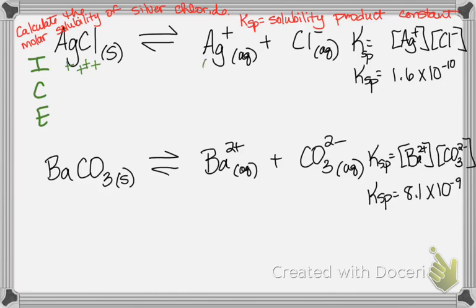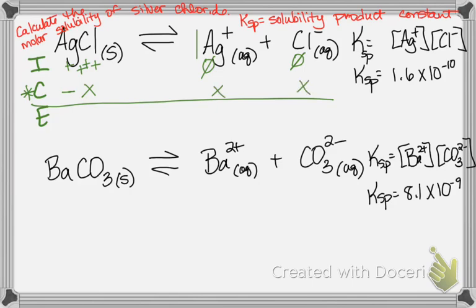Now, we don't start out initially with any silver or any chloride. Some of this silver chloride ionizes. X amount of it ionizes. And so you know that once we know on that change line one number, and we do, it's just X, then we know that we'll make X amount of silver and X amount of chloride, because I'm following along with the stoichiometry. Remember, 1 and 1.